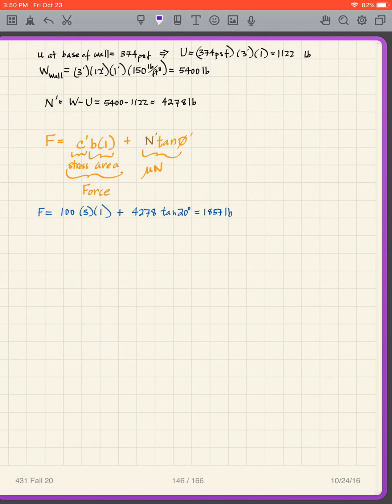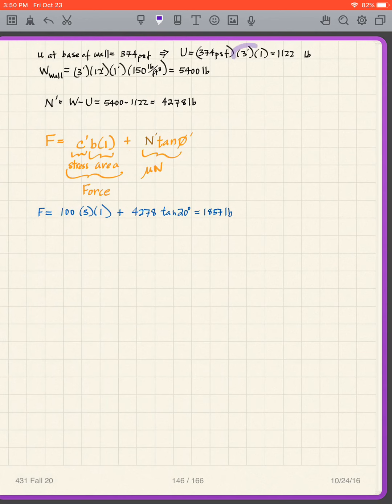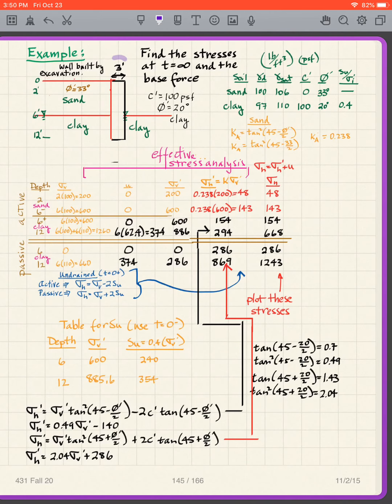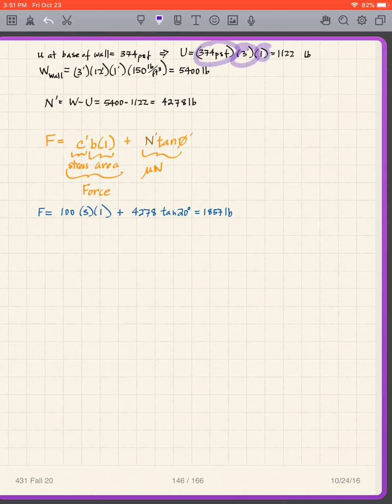The first thing I have to do is get my N prime. So how do I get that? Well, I get the water pressure force at the base. I know what the water pressure is. It's 374, small u at the base of the wall, and I take it times the width of the wall b times 1 perpendicular to the paper. The b is 3 feet, so 374 times 3 feet times 1 gives me 1122 pounds. That gives me the upward water pressure force.